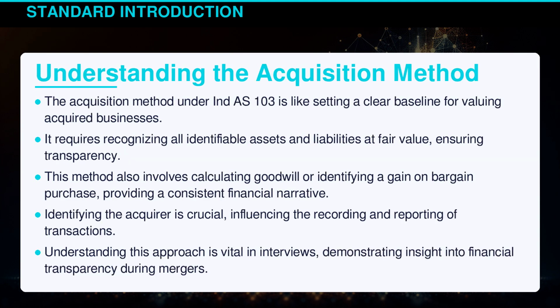The acquisition method under Indian Accounting Standard 103 is like setting a clear baseline for valuing acquired businesses. It requires recognizing all identifiable assets and liabilities at fair value, ensuring transparency. This method also involves calculating goodwill or identifying a gain on bargain purchase, providing a consistent financial narrative. Identifying the acquirer is crucial, influencing the recording and reporting of transactions. Understanding this approach is vital in interviews, demonstrating insight into financial transparency during mergers.